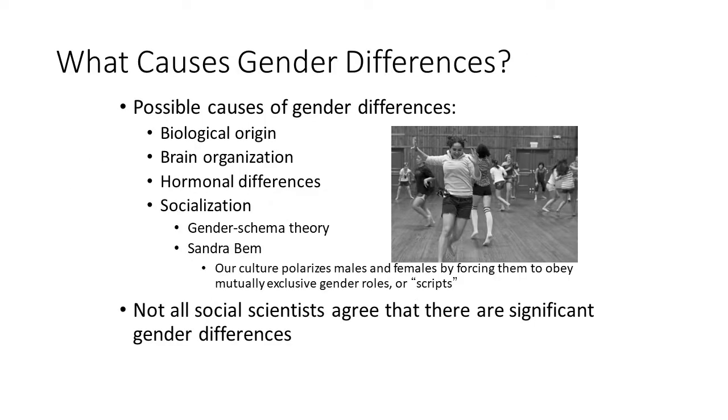What causes gender differences? There are several views as to what causes gender differences, and we'll delve into these a little bit more in detail as we move along. But biology. Males and females are different. They have different brain organization. Women are more left-brained and men are more right-brain oriented, and this controls how the different sexes operate. Hormones. Differences between males and females relative to hormones.